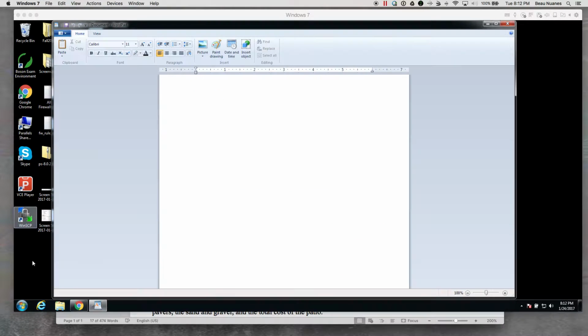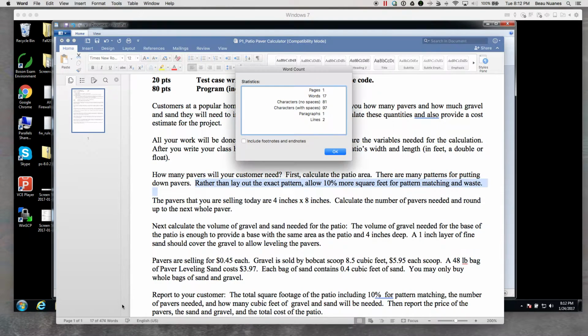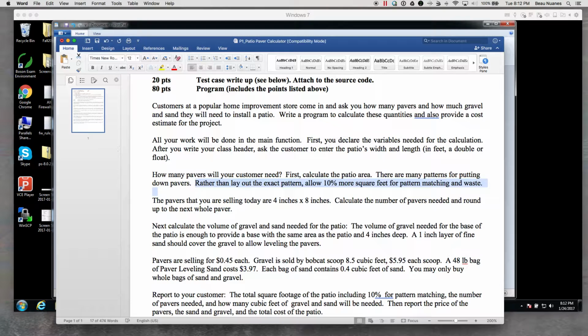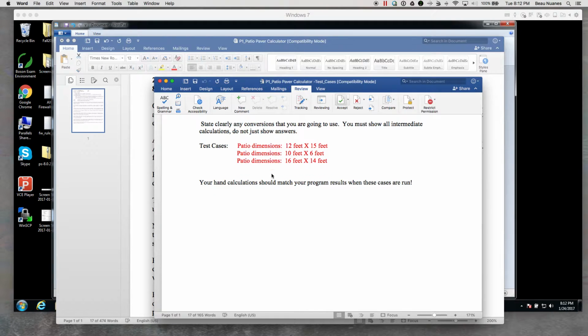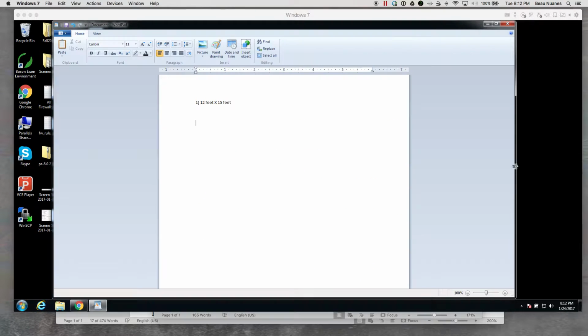Okay, so I'm going to type them up as we go through here. First thing is we know that we have 12 feet by 15 feet as our test case. That's the one we're going to look at here. The first thing that we're told to calculate is the area, right? First thing is calculate the area of the patio. In this case, that's pretty straightforward, except I'm going to do one thing different, and convert it to inches because it's going to make the work a little bit easier.